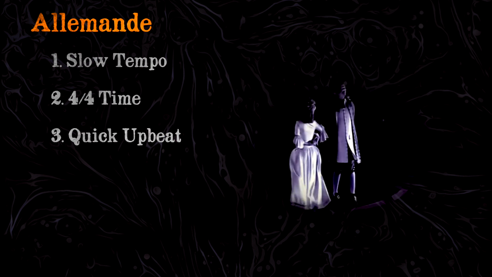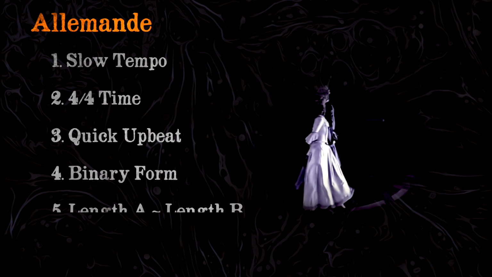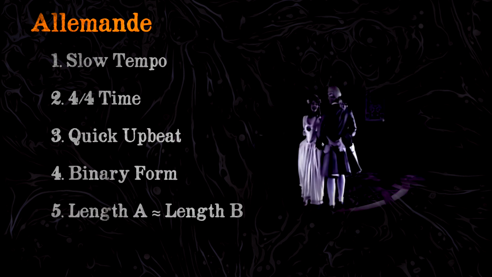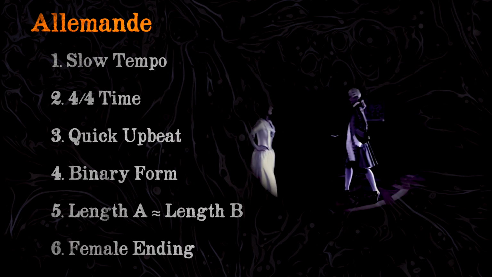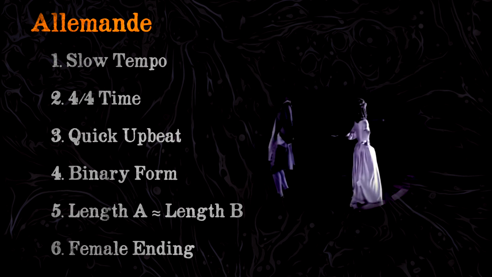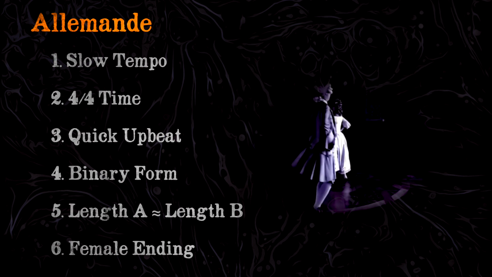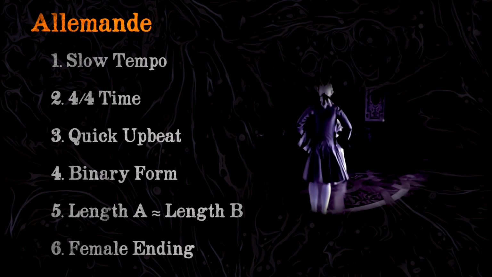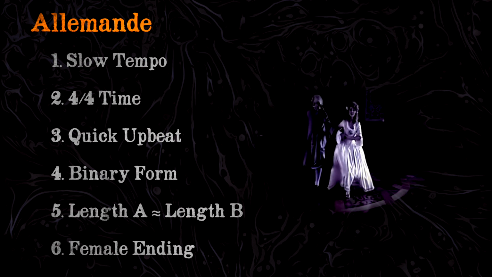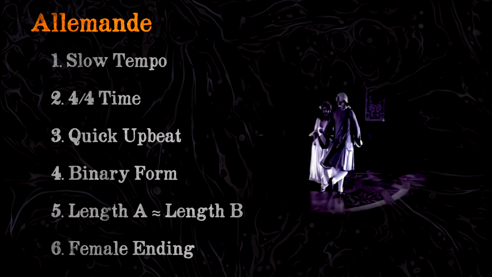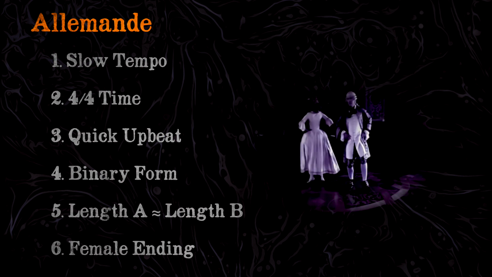So let's run over everything again. An Allemande is slow in tempo, in 4/4 time, has a quick upbeat, is written in binary form, the A and B section should be of equal length, and each section should have a female ending. If you follow these rules, you should have no trouble in writing your own Allemande. Although I personally opted for an older style when writing my own Allemande, there is no reason why you can't bend the rules in order to adapt the Allemande to a fresher and more modern style. But I always think it's best to learn the rules before you break them.